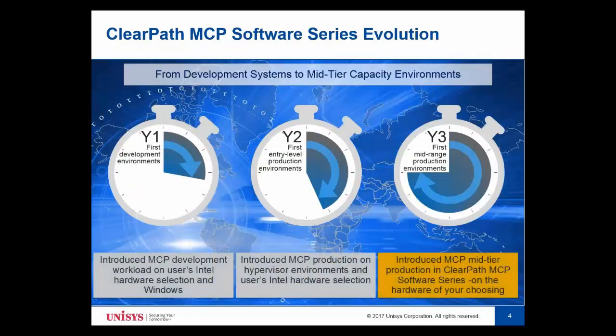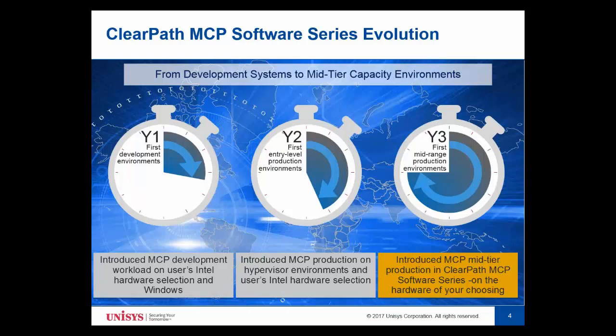The evolution of ClearPath Software Series is now in its third year. The first year we introduced development environments, and those were the first workloads that we allowed you to run on a strictly Intel environment of your choosing. The second year we introduced Bronze and Silver, which was for the first time we allowed you to run a production environment on an Intel environment of your choosing. And we also began allowing you to run it on a hypervisor, such as VMware or Hyper-V. This year we're introducing Gold, which is our mid-tier range of products for ClearPath MCP Software Series.